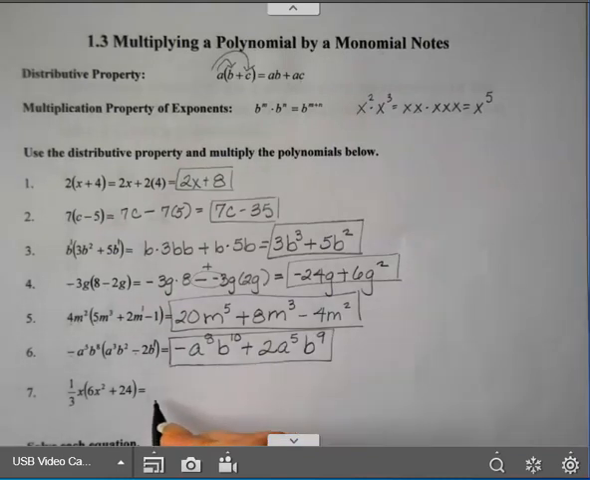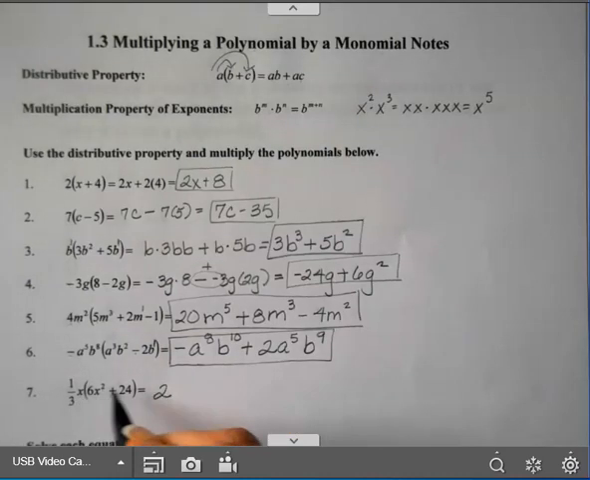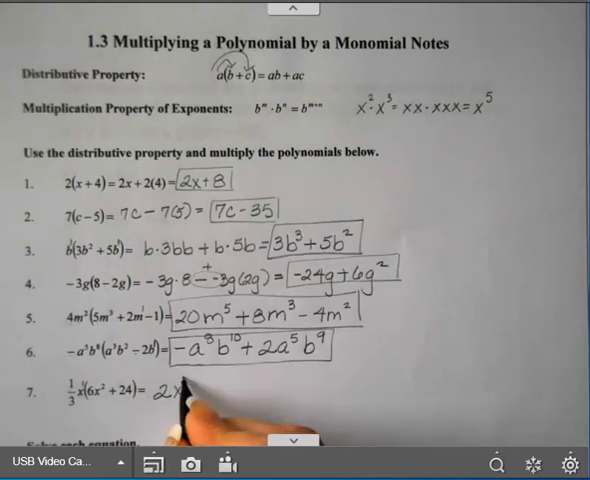On the next example, 1/3 times the 6, that's just the same thing as 6 divided by 3, so that's 2. And x times x squared, this is x to the 1st, you add those exponents, that's going to be x to the 3rd. 1/3 times the 24, that's the same thing as 24 divided by 3, so that just gives you 8.